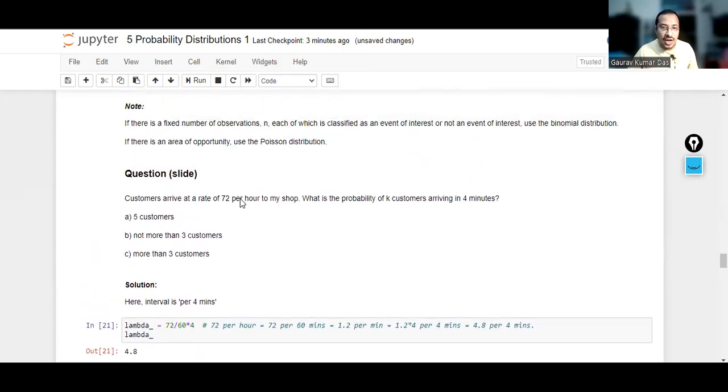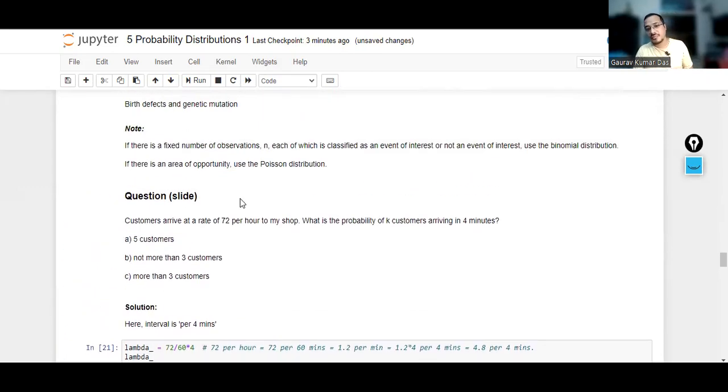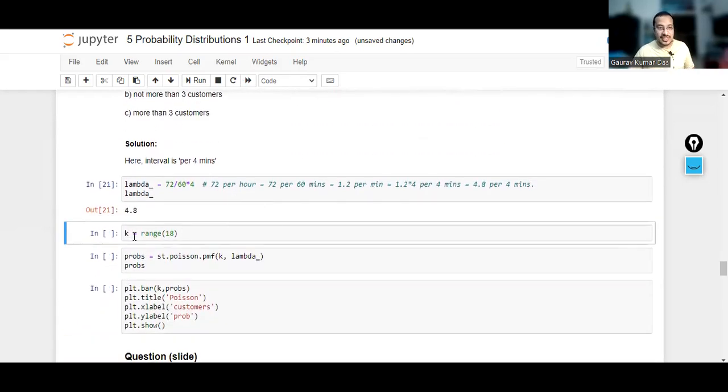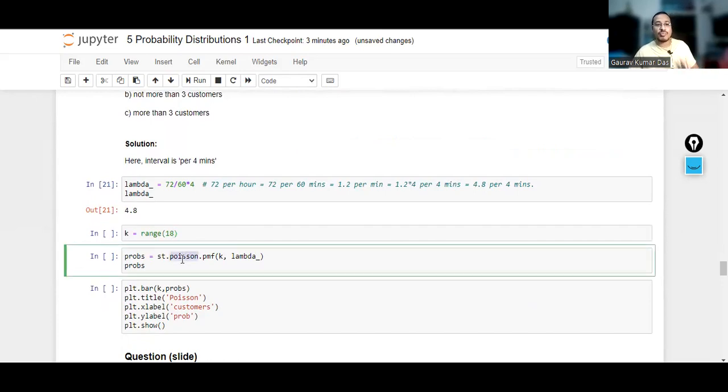Okay. So now how many such customers will I account for? Because here we do not have a particular number of trials, right? So I'll be picking up, say, 17 customers. K is equal to range of 18, which will be from 0 to 17. So similarly, just like binom, we have Poisson: poisson.pmf.